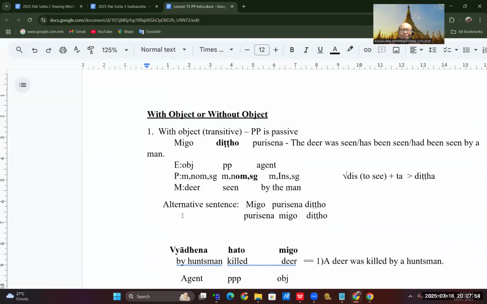Okay. Now, object and no object. Now, with a past participle, sometimes we call it having an object. We call it transitive. Transitive means that the action is passed to another object. That's why the English is called transitive. All right.